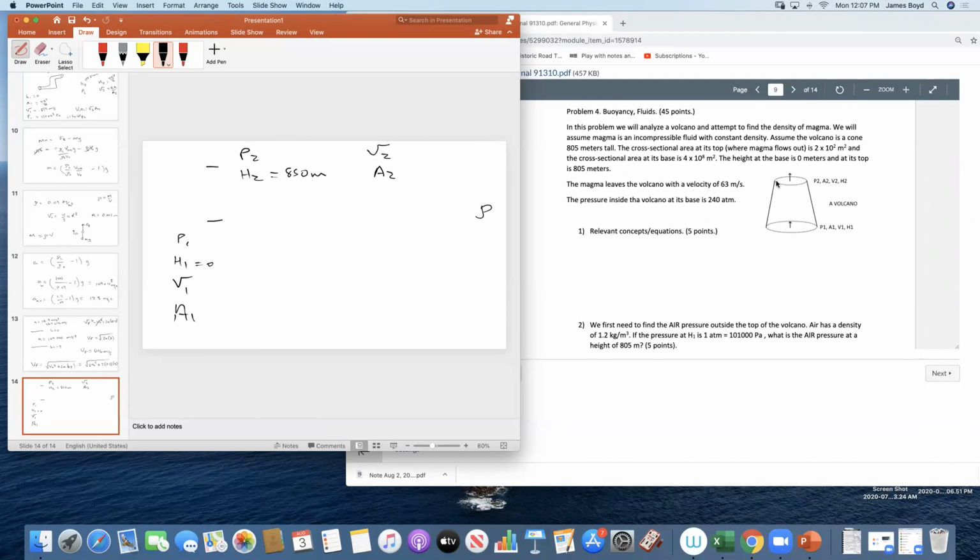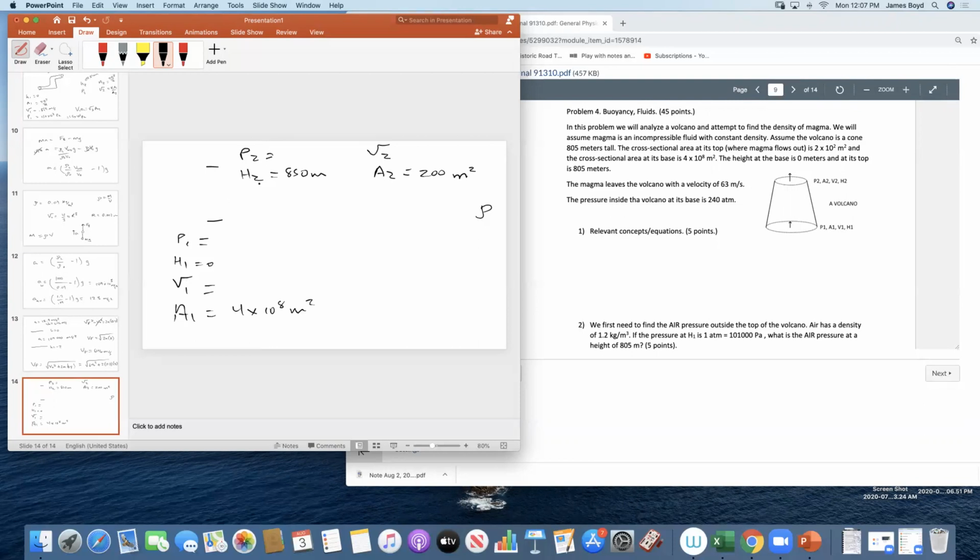And then we're told that the area at the top is 2 times 10 to the second, which is 200 meters squared. At the bottom, we're told that this is 4 times 10 to the 8th meters squared. So it has a base. And yeah, I know volcanoes aren't exactly cones, but they're pretty close sometimes. So we're going to assume this one is.